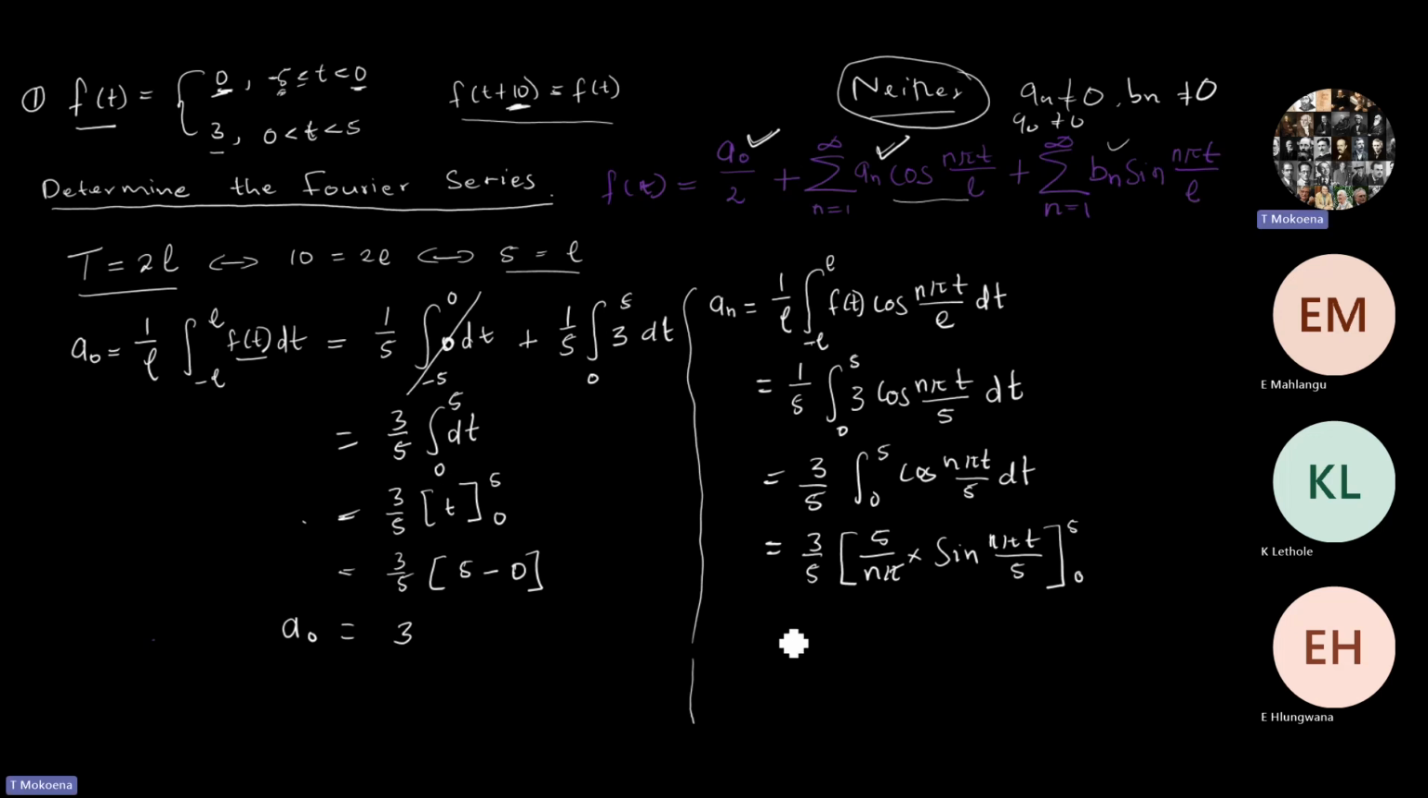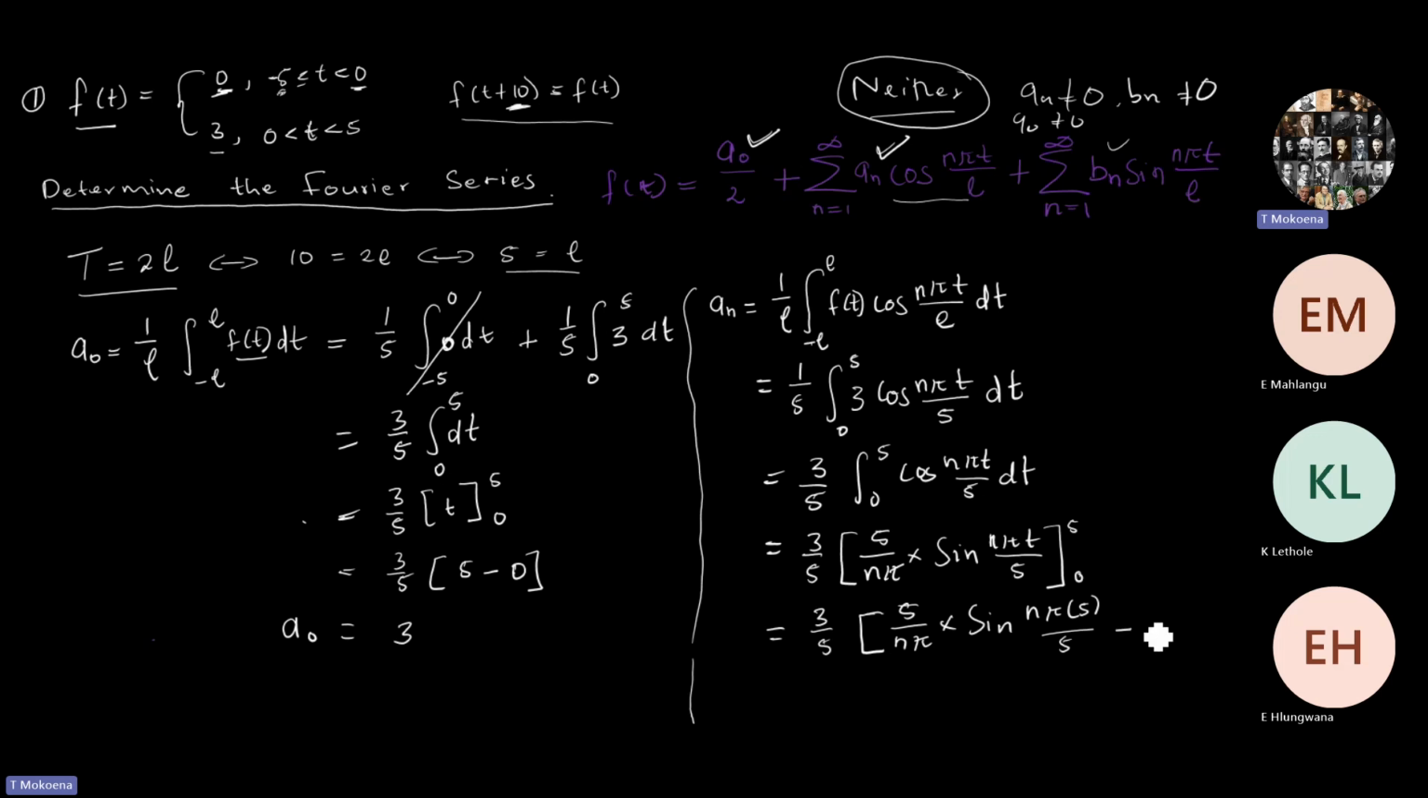And then from here, what we're going to do is substitute, right? So let me just say 3 over 5. And therefore, when I substitute 5 where I see t, I'm going to have 5 over n pi multiplied by sine of what? n pi, our t is 5, which is our upper bound, divided by 5, subtract, we're going to substitute this one that has 0. So sine 0, because everything's going to be 0.